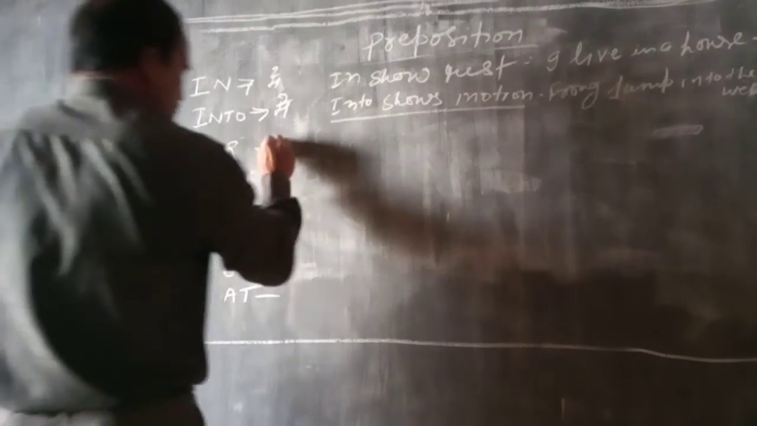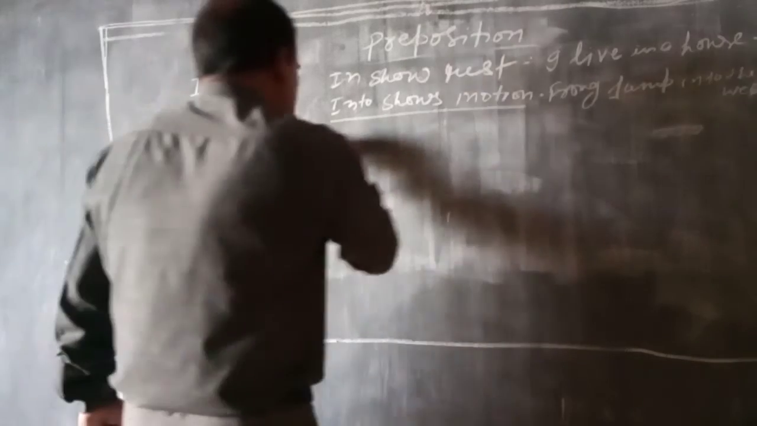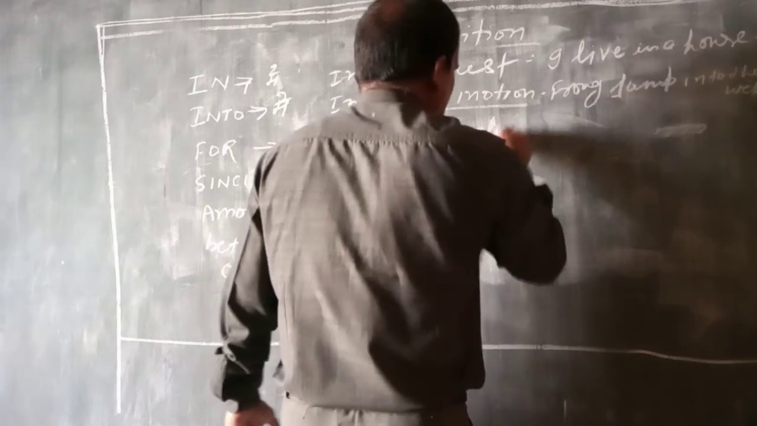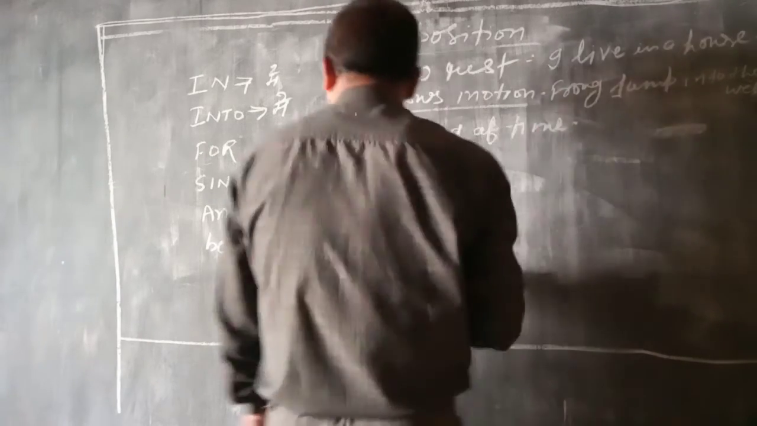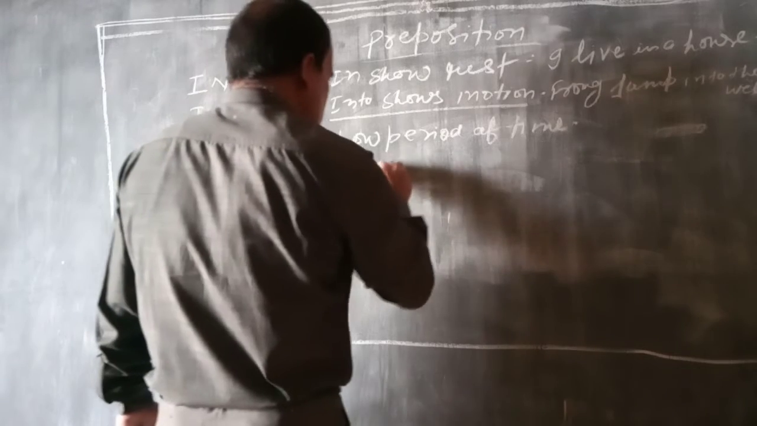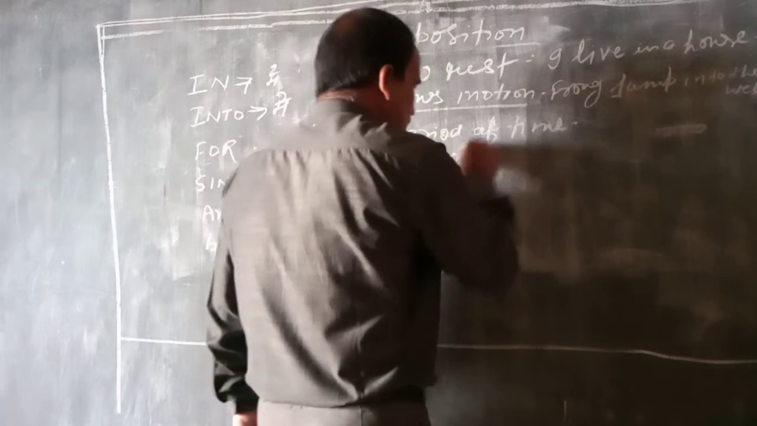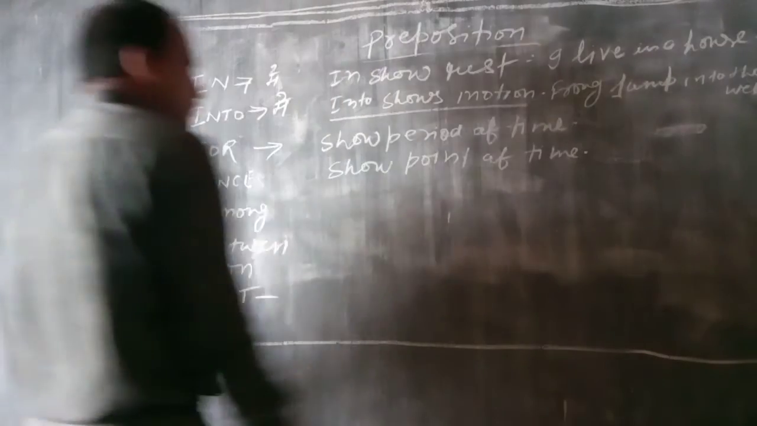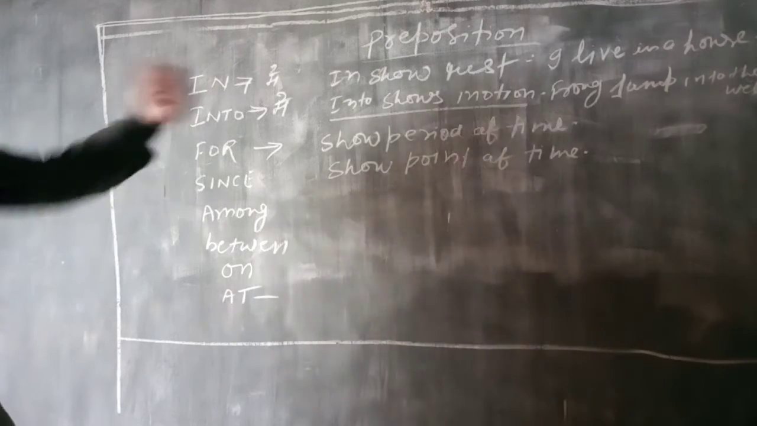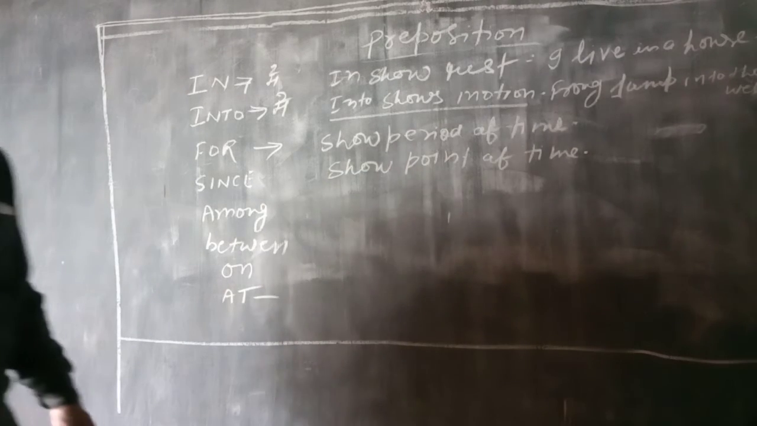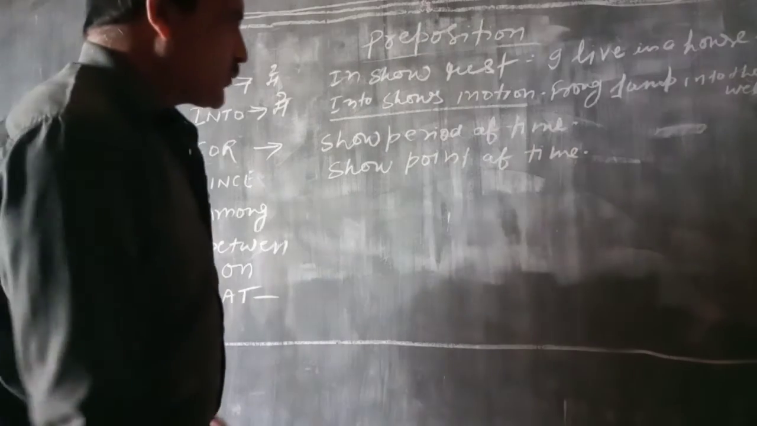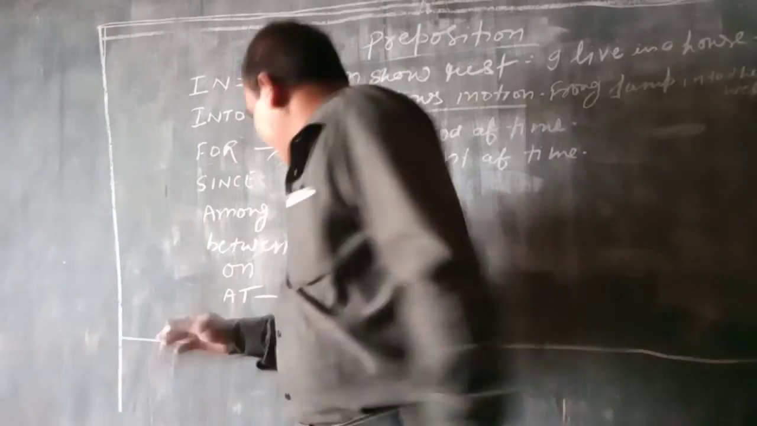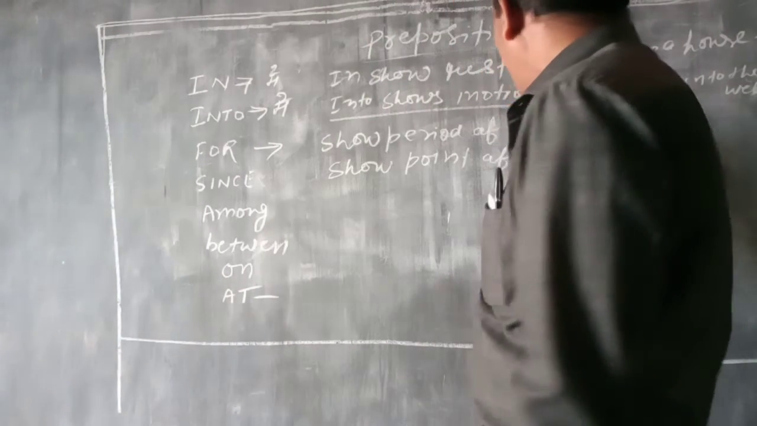Next is "for", used for a period of time, and "since", used for a point of time. First of all, you have to understand period of time and point of time. What is a period of time and what is a point of time? In a period of time, the time is not exact, and a point of time is exact. If in a sentence the exact time is given, then you use since, and if the time is not given, then you use for.